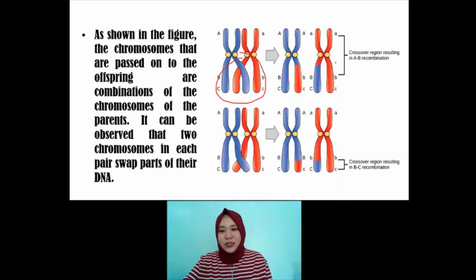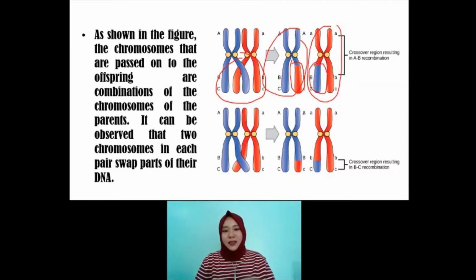So if you can see the result, diba? Dili na siya pure blue, na siya combination nga red, then kani siya dili na siya pure red, na siya combination na blue. Okay? So that is how genes are being combined through chromosomes. That's through genetic recombination.